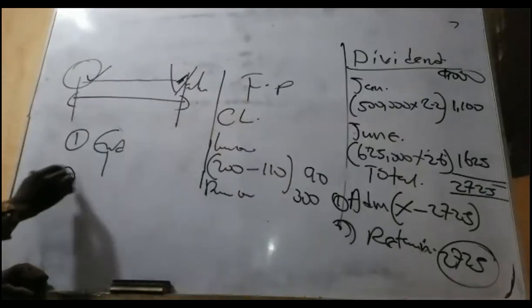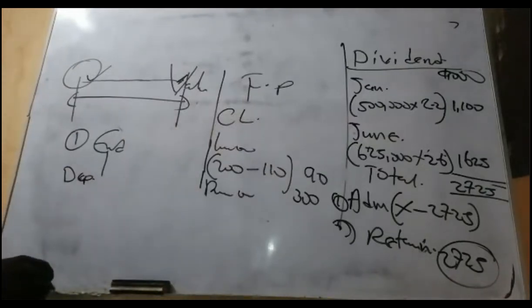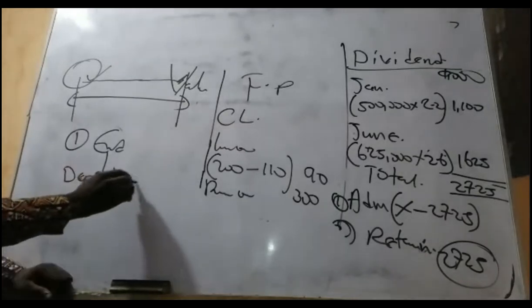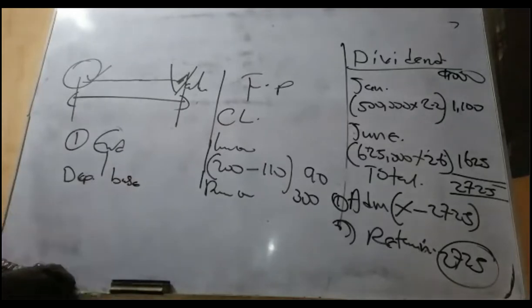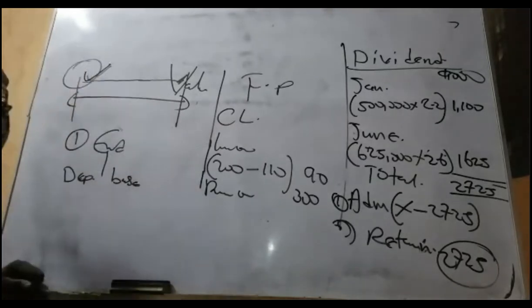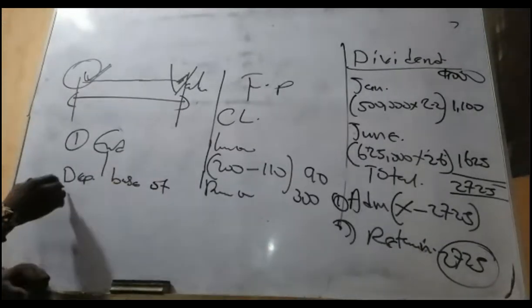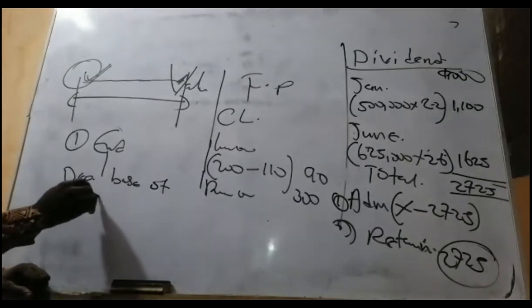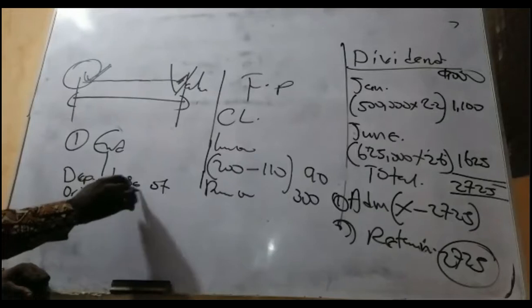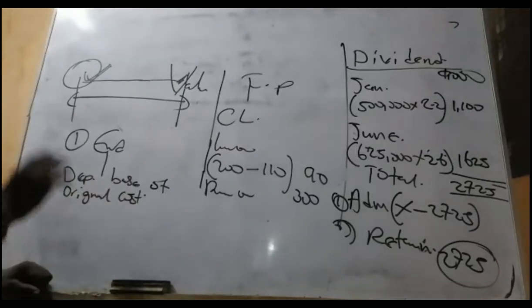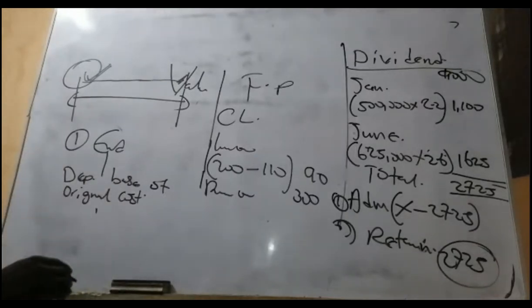So if the valuation is performed at the end of the year, depreciation must be based on what? Based on the figure in the trial balance. So it must be based on the original cost, the original amount or the original cost. That's all. Second, what is the depreciation based on?